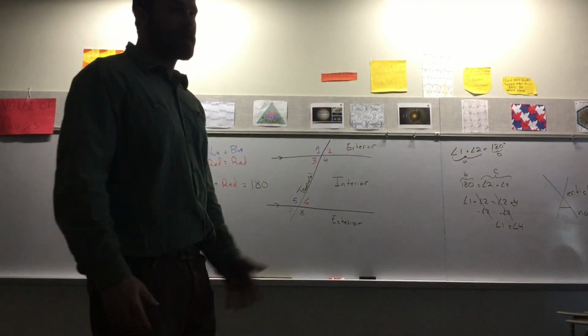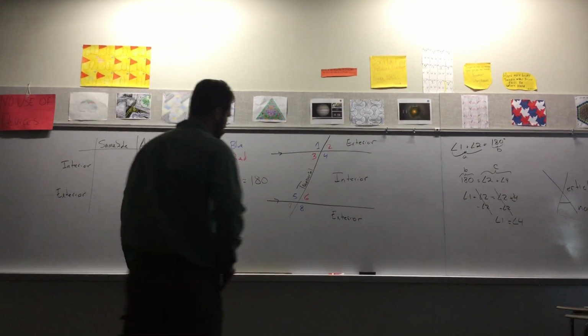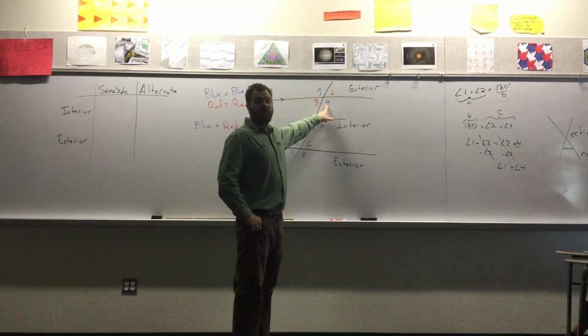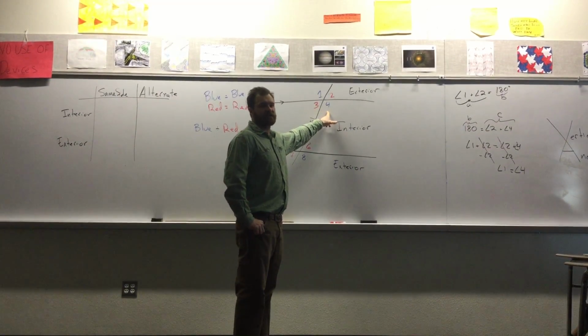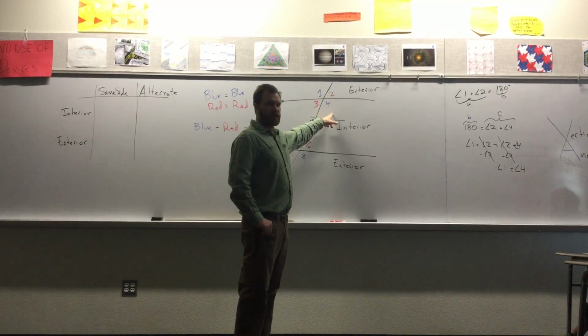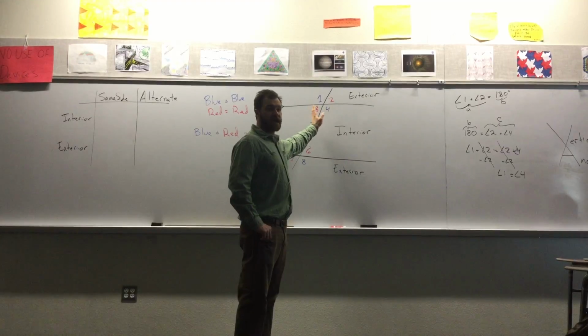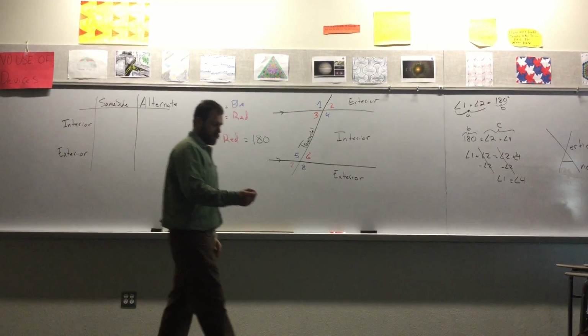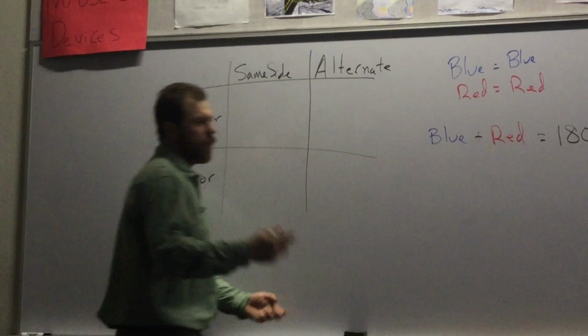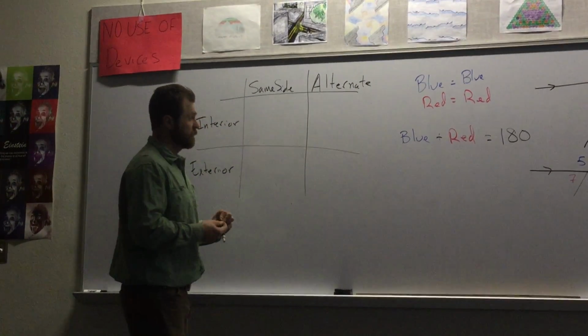Okay? The way we use this maybe is a little weird, but we're going to say that 5 and 4 are on alternate sides of the transversal. They're on opposite sides of the transversal. You can either be on the same side or alternate. Okay, so let's take a look. This is how a bunch of these are named.